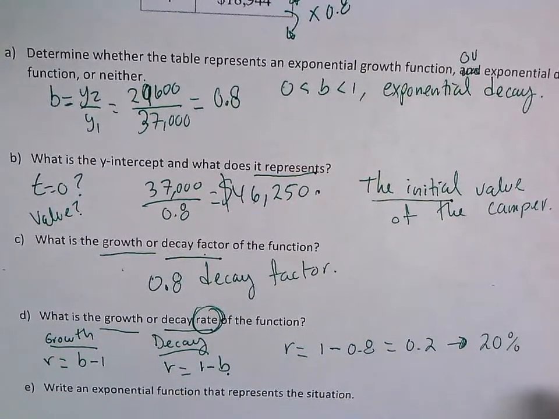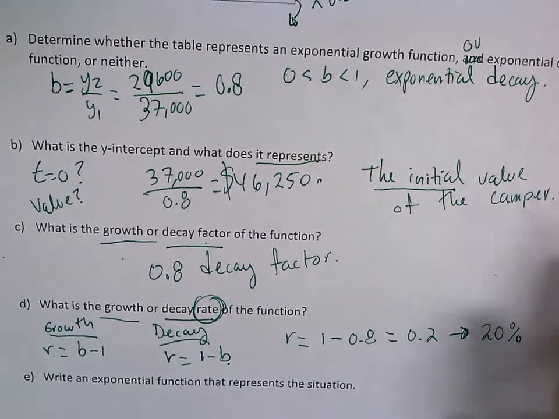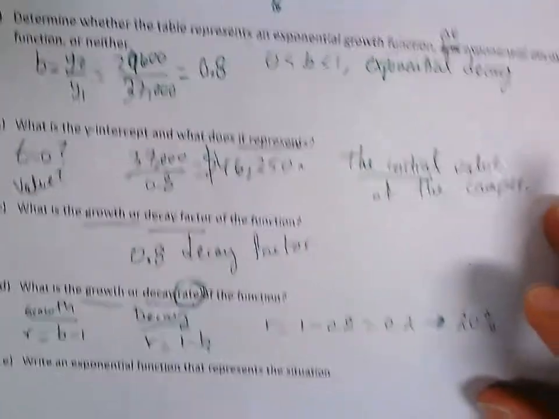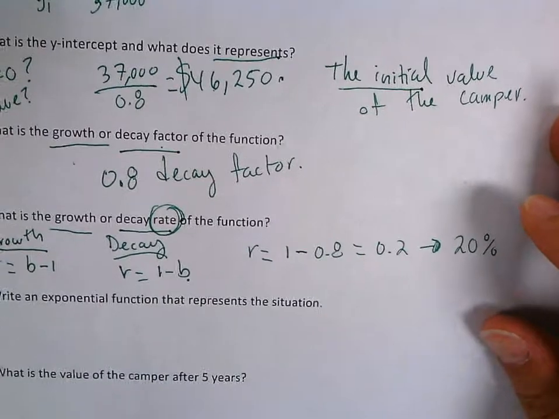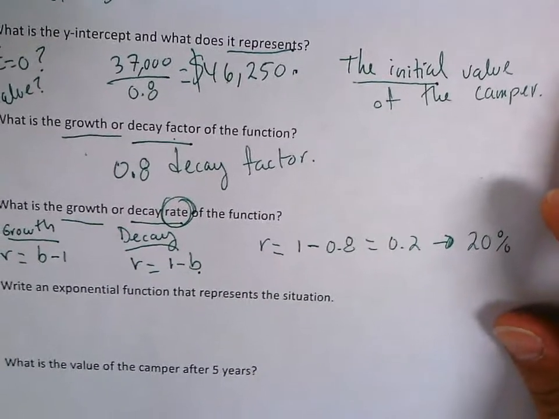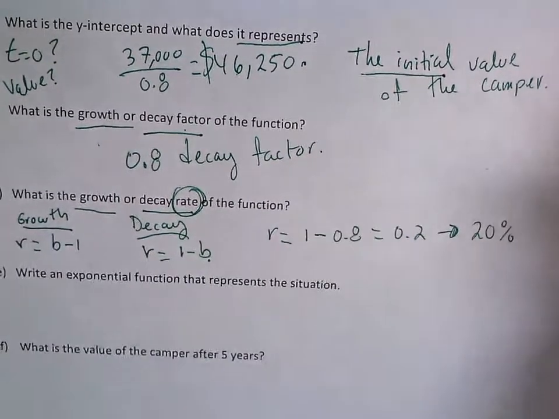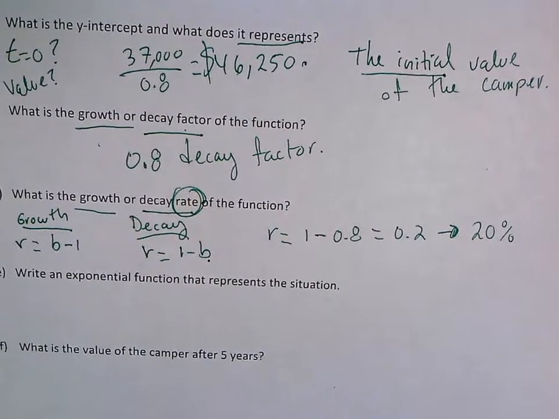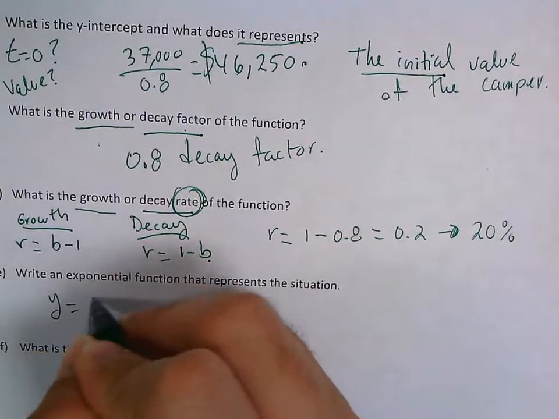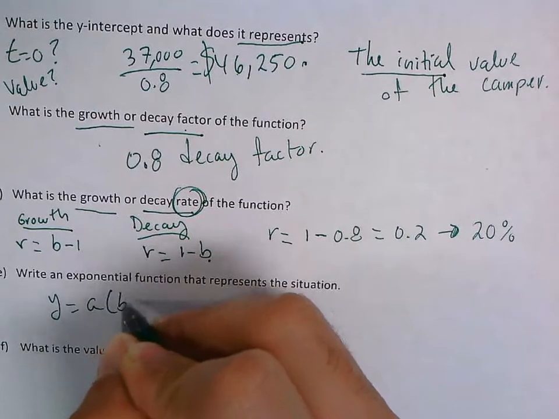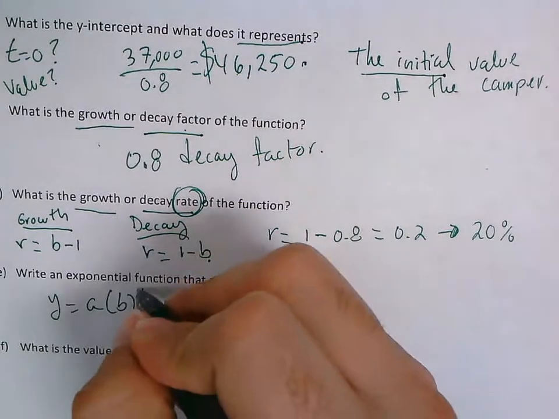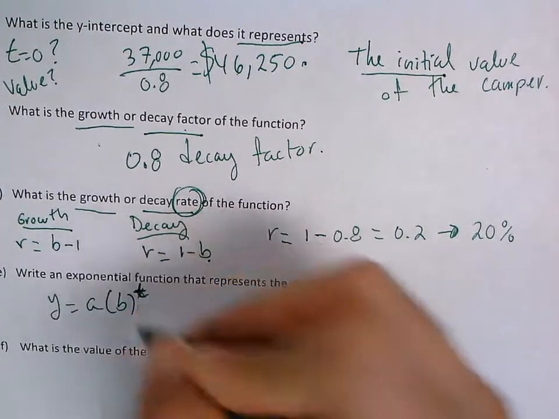Letter E, and this will be the last question that I answer here. It says write an exponential function that represents the situation. There are two things that I need. I need the value of A and the value of B. Sorry, there should be T. I'm going to use T.